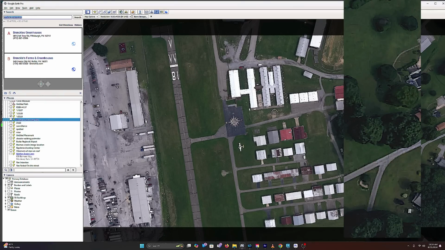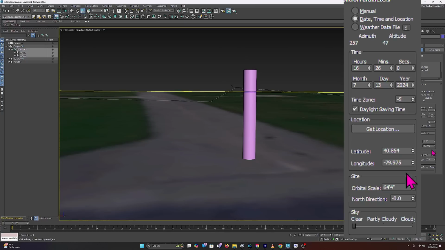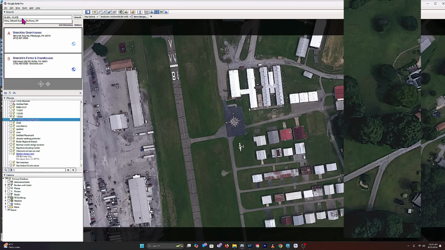Go to Google Earth, put that in there as the first portion, and then let's go back and put in -79.975, and let's see where it puts us.